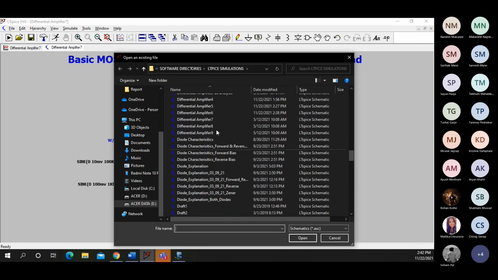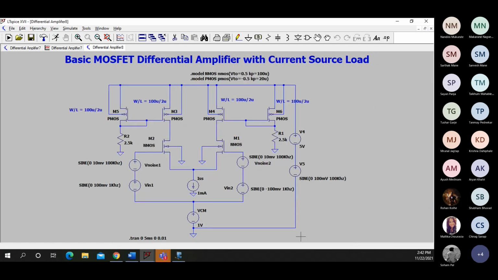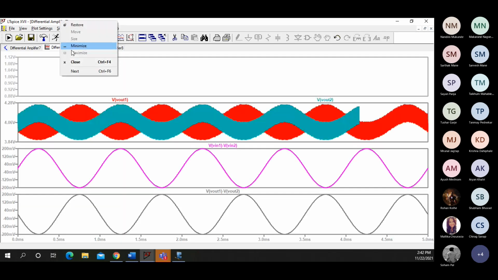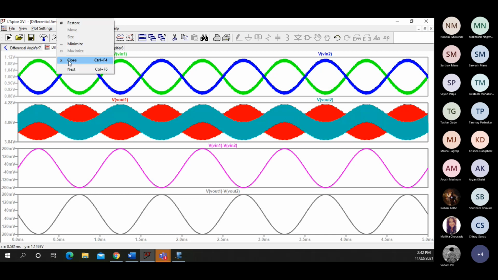Now circuit number 8 and 9 are really interesting. So you can see this is called a current source load. Okay, this is called what? A current source load. So now M3 is acting like a current source, and I'll just close this.